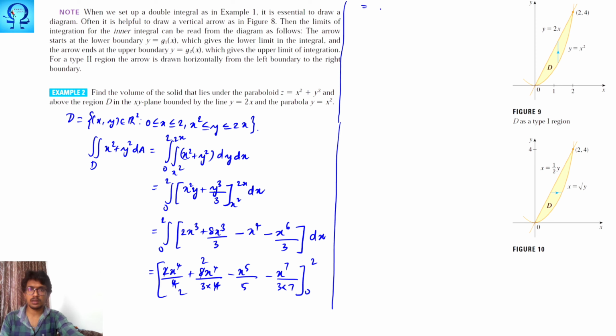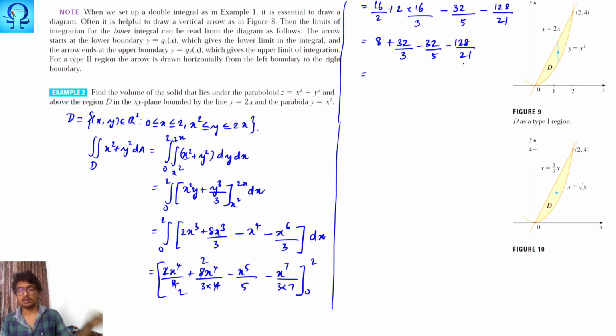So it is x power 4, 2 power 4 is 16, upon 2, plus 2 times 2 power 4 upon 3, minus 2 power 5 is 32 upon 5, minus 2 power 7. 2 power 7 is 128 upon 21. So it is 16 upon 2, simply 8, plus 32 upon 3, minus 32 upon 5, minus 128 upon 21.